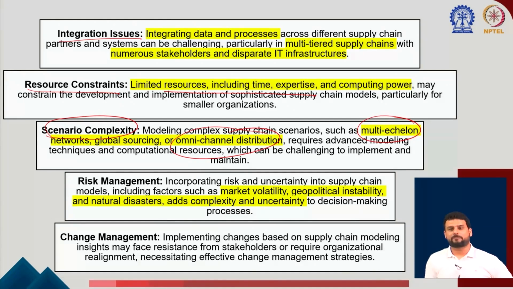Multi-echelon network, where we are providing multiple distribution points from the distributor or supplier end to the customer. Omni-channel distribution, where the customer can come from multiple channels, right? Like you can book an air ticket through GoIbibo, through MakeMyTrip, through Ixigo, through IRCTC, through the IndiGo website or Vistara Air, whatever airline you are picking, right? So that scenario complexity is there.